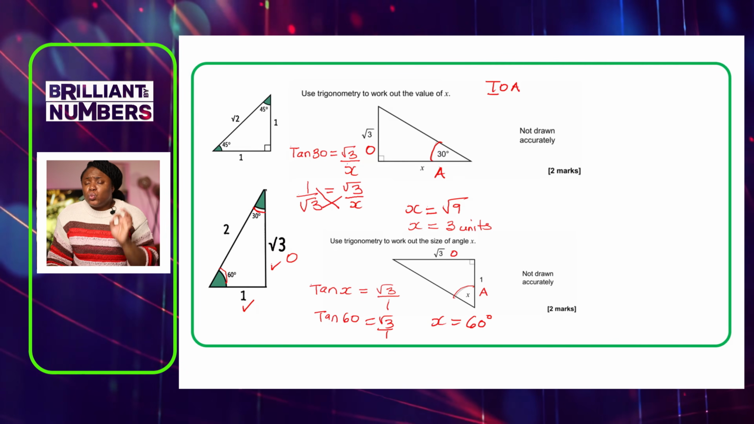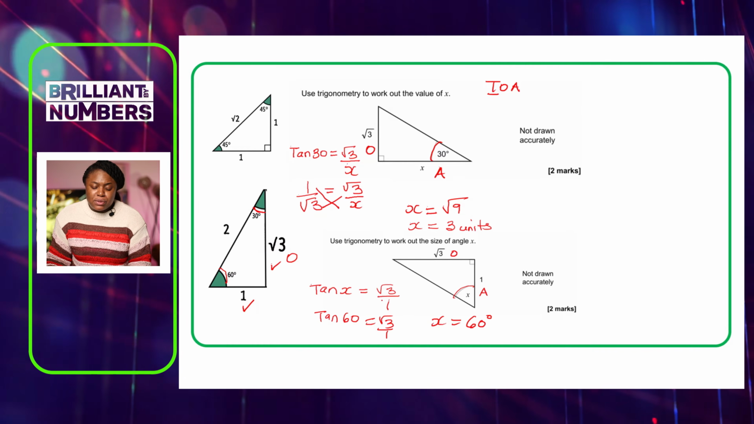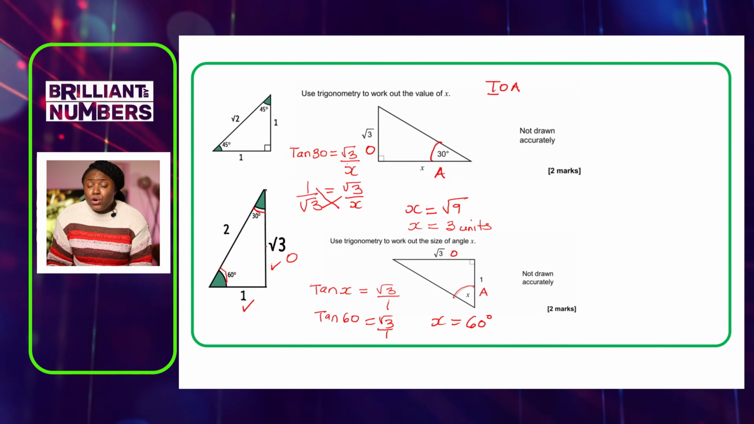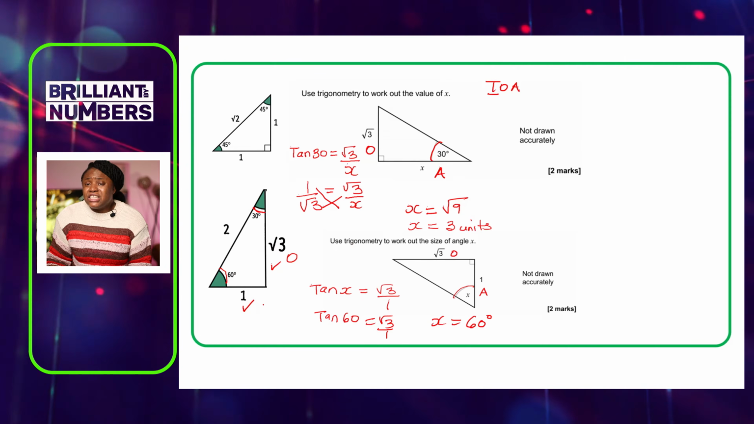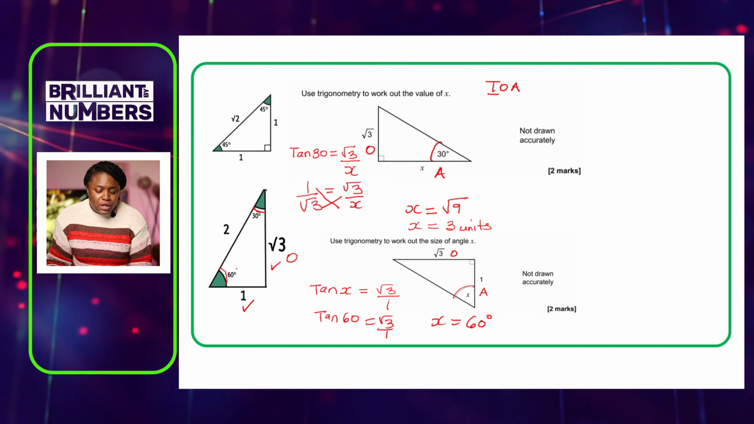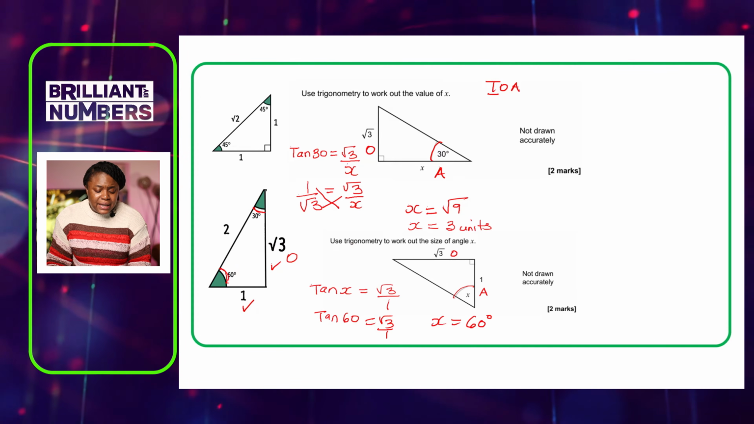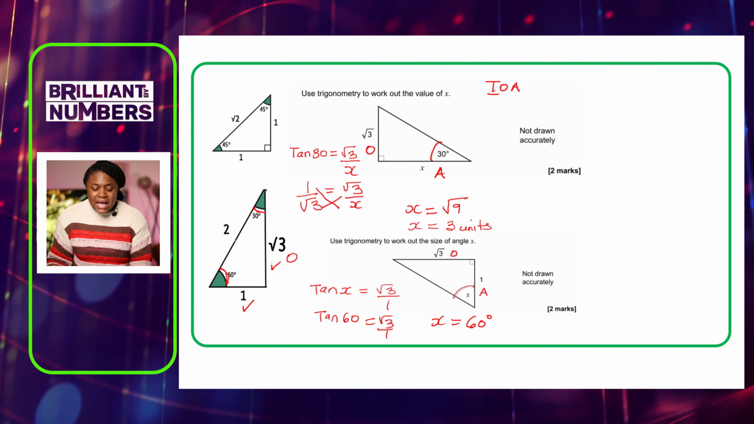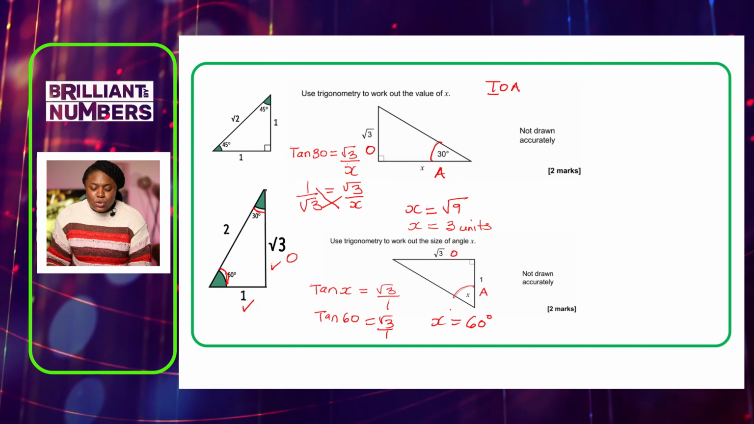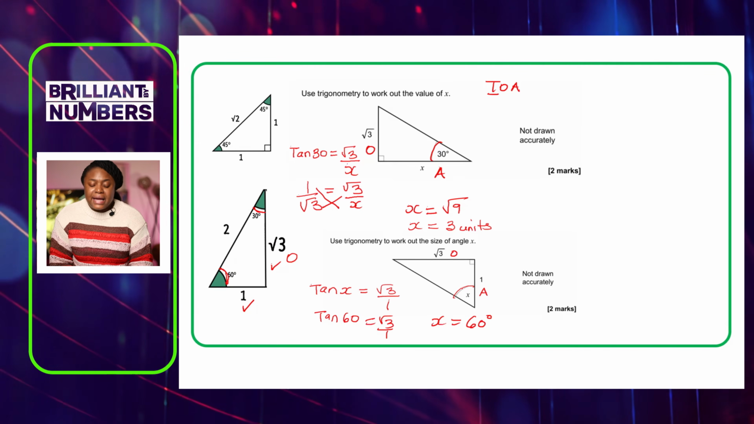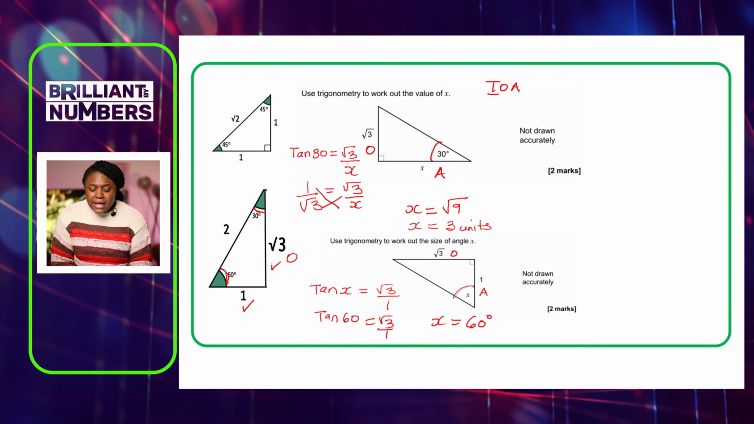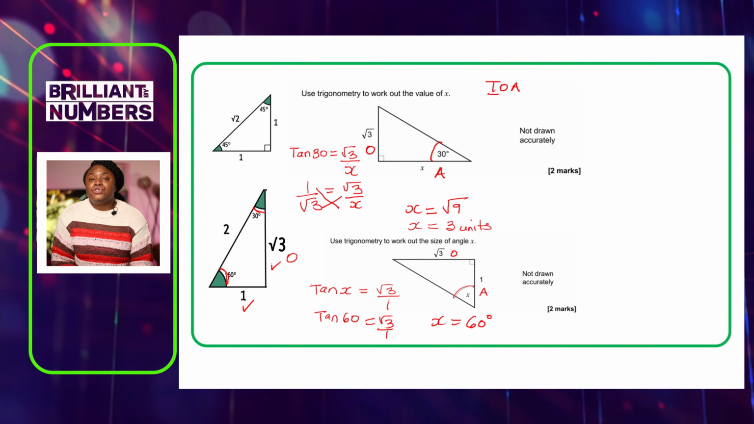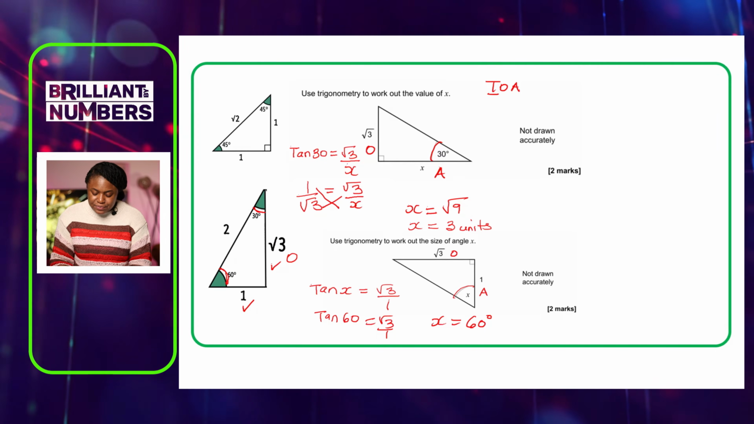I want to find out which angle of tan gives me root 3 over 1. I know my opposite divided by my adjacent is my tan ratio. So I can see here the only place I could go to get root 3 to be the opposite is at 60 degrees, and my adjacent is 1. So it's tan 60 that gets me to root 3 over 1. Therefore, x is equal to 60 degrees.